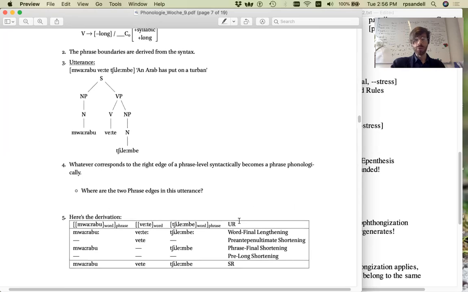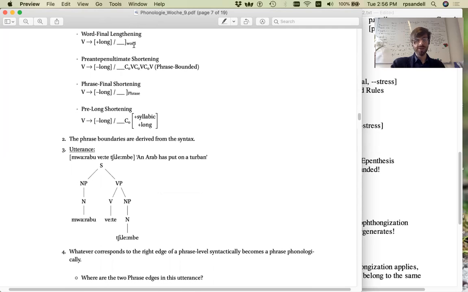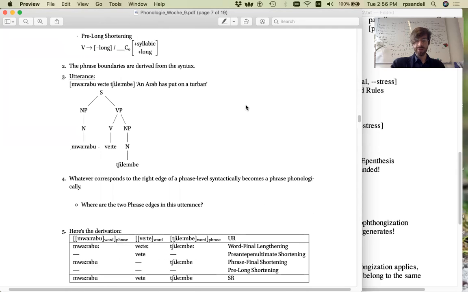Now, the rules have this crucial ordering. I think I put them in the order in which they actually apply, yes. So here are the underlying representations. In the underlying representations, each of these words has a short vowel underlyingly as the last vowel, and the first vowel of the word warabu has an underlying long vowel. The first vowel of the verb vete has an underlying long vowel, and the second vowel of the word turban, chirembe, has a long A.